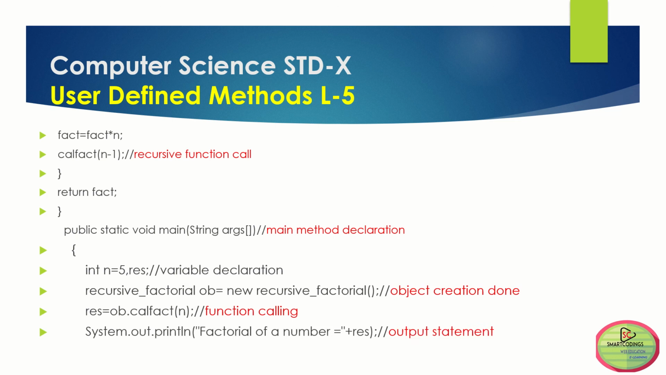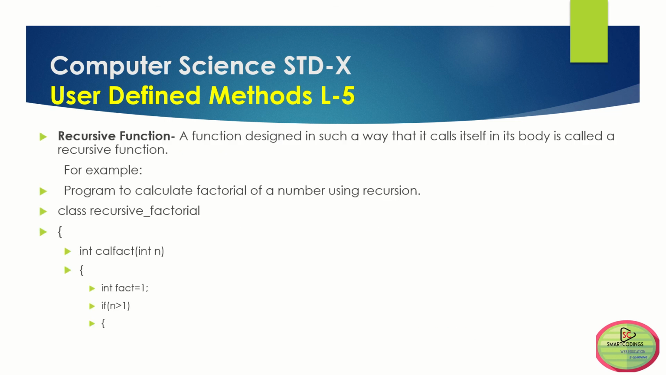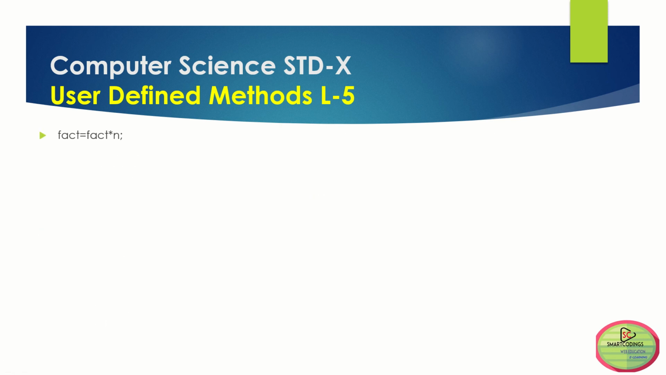Now let us quickly understand this. Suppose the value of n is 5, suppose I passed n as 5 here. 5 greater than or equal to 1, the condition is true, right? So the fact value is declared and initialized to 1. 1 into 5 is 5. So the fact value here is 5. Correct. Now again it is calling itself in its body.